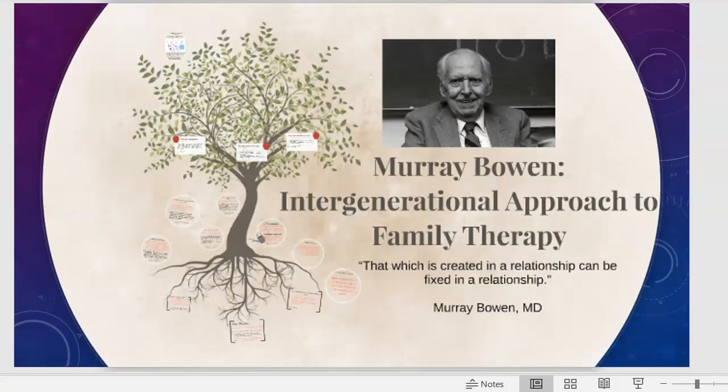The theorist that we're focusing on today is Murray Bowen. Murray Bowen was an American psychiatrist, and he was among the pioneers of family therapy. He was a founder of family systems therapy, which he began developing in the 1950s. His approach to family systems is an intergenerational approach to family therapy. And one of his quotes is, "That which is created in a relationship can be fixed in a relationship."